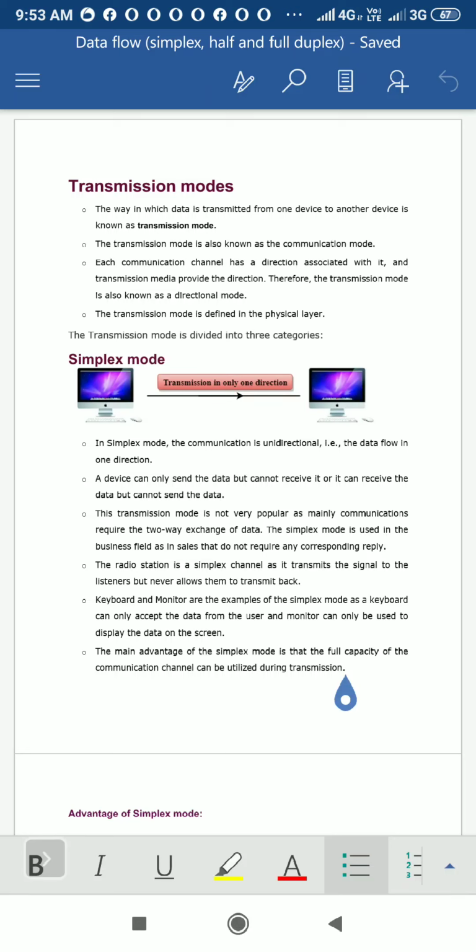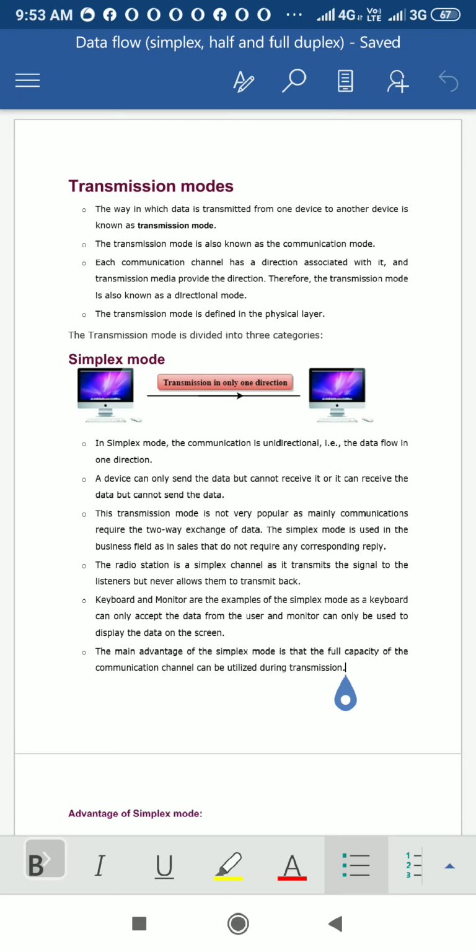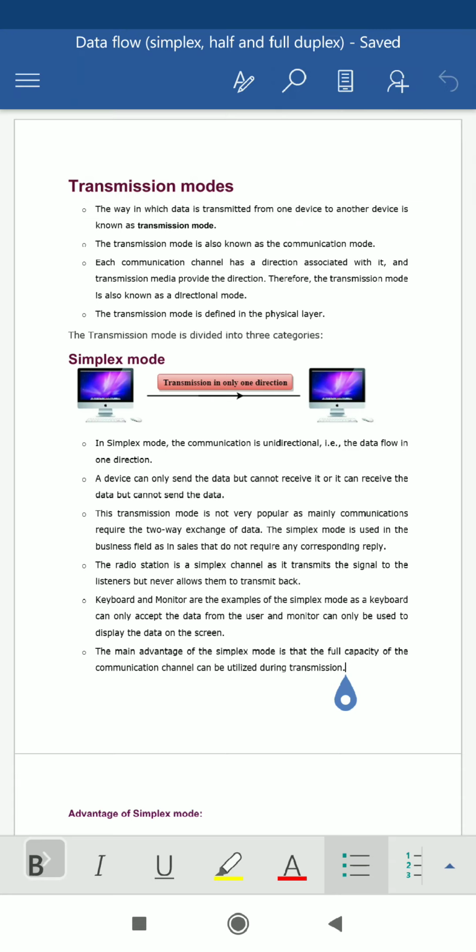So, what is transmission modes? It is a way in which data is transmitted from one device to another. You can also say that these are communication modes. So we have three types of transmission modes. One is simplex mode, and second one is half duplex mode. Third one is full duplex mode.